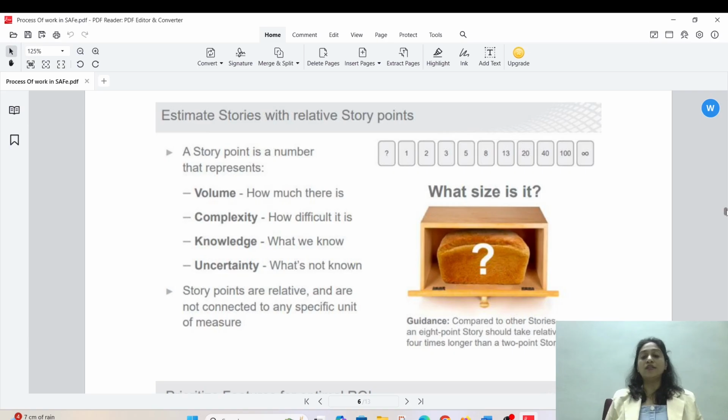Okay, so the guidance is what the size is compared to the other stories. An 8 point story should take relatively 4 times longer than a 2 point story. Okay, got it? Yeah.